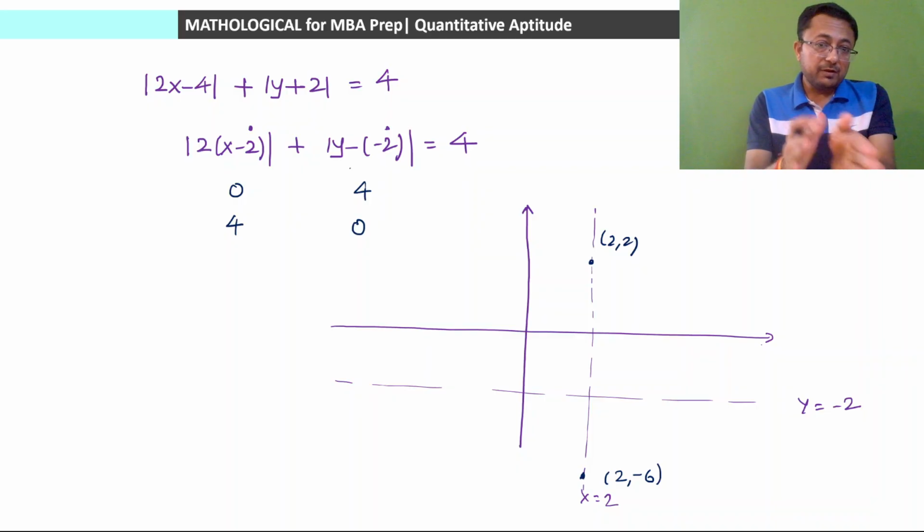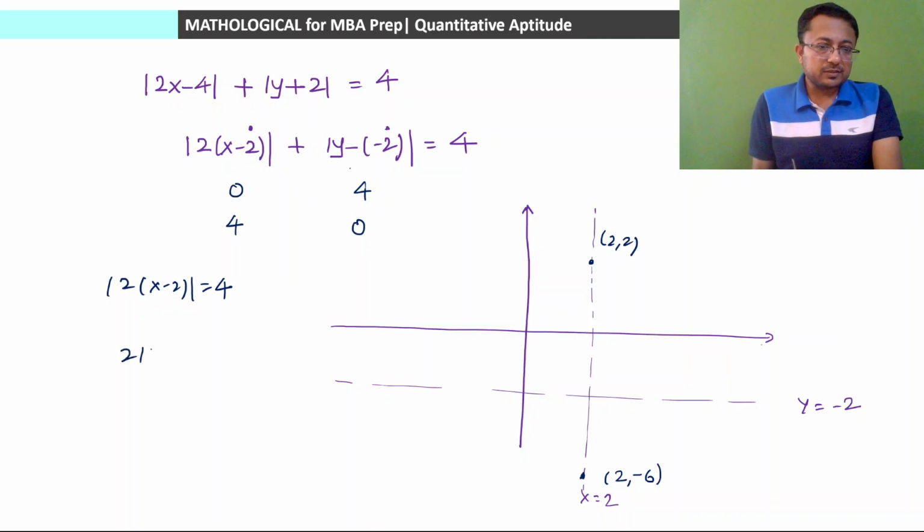The second case, when mod of y minus minus 2, or mod of y plus 2, is equal to 0, यानी कि y is equal to, clearly, minus 2. So these 2 points will be lying on the line y is equal to minus 2. But mod of 2 times (x minus 2) is equal to 4. We can take 2 out from the mod because 2 is in itself a positive value. So 2 times mod of x minus 2 is equal to 4. Mod of x minus 2 will be equal to 2, and hence distance of x from 2 is equal to 2. So 2 plus 2 or 2 minus 2. 2 plus 2 will be 4 and 2 minus 2 will be 0. Hence the graph will be like this.